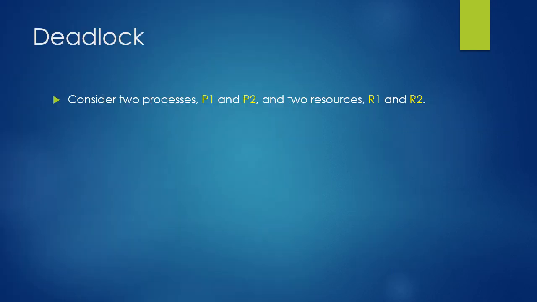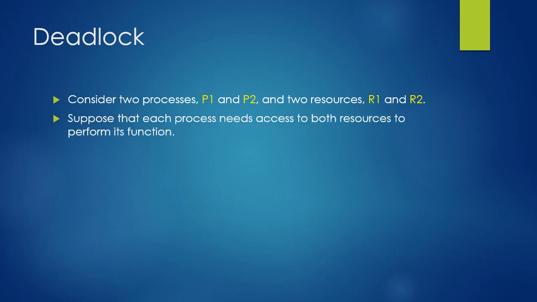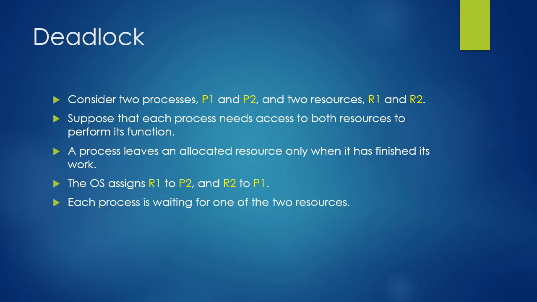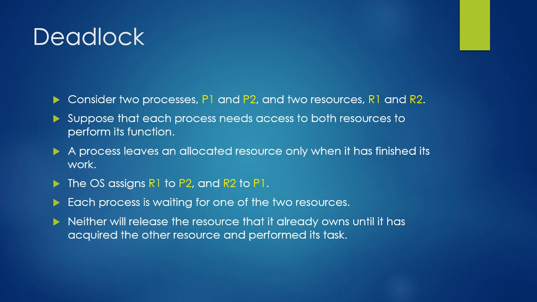Deadlock. Consider two processes P1 and P2 and two resources R1 and R2. Suppose that each process needs access to both resources to perform its function. A process leaves an allocated resource only when it has finished its work. The operating system assigns R1 to P2 and R2 to P1. Each process is waiting for one of the two resources. P1 is waiting for R1 and P2 is waiting for R2. Neither will release the resource that it already owns until it has acquired the other resource and performed its task. The two processes are deadlocked.